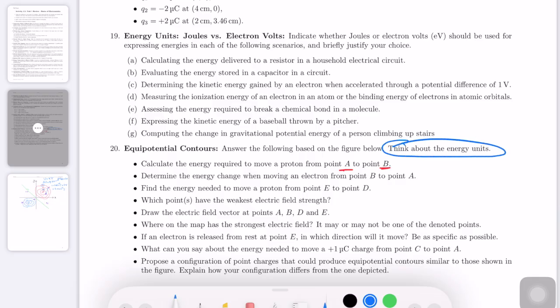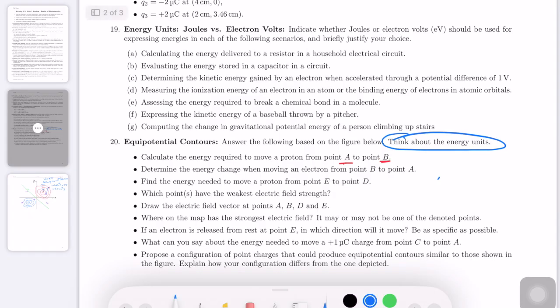Now, in the problem it says think about the energy units. Since I'm not asking what units you're supposed to use to express your answers, you could pick a unit that works better for you. What you could do when you see that, that's a hint to check which unit of energy will make your life easier, and just use that unit. Unless you're asked to express your answers in joules or electron volt, you have that freedom as long as you use it correctly to pick any units you want.